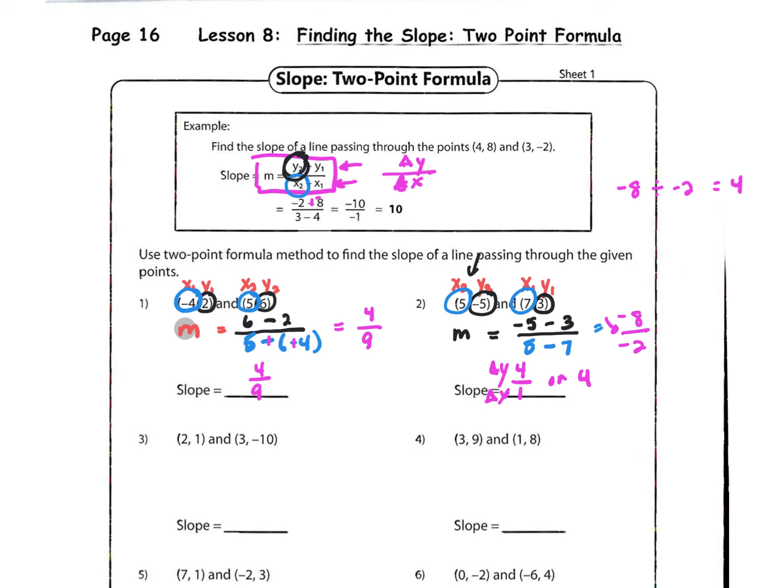Just so you know, if I went back and changed that to the original, if I decided to write it in reverse, if I wrote 3 minus -5 and then used 7 minus 5, I would have gotten 8 over 2. And I still, when I reduced, would have gotten positive 4. So the order doesn't matter which one you call x1, y1, which one you call x2, y2, but the 1's have to stay together and the 2's have to stay together.